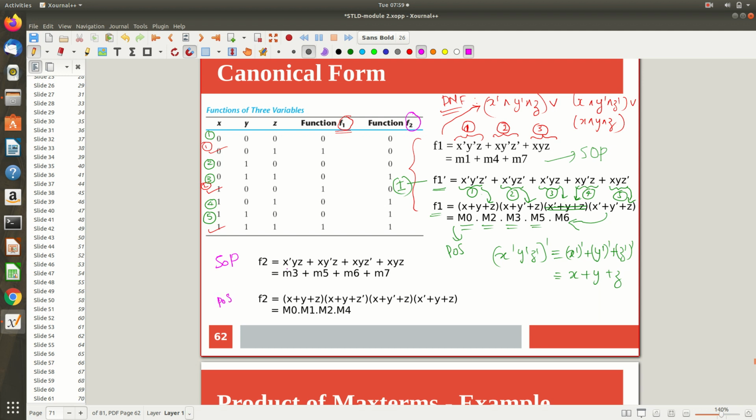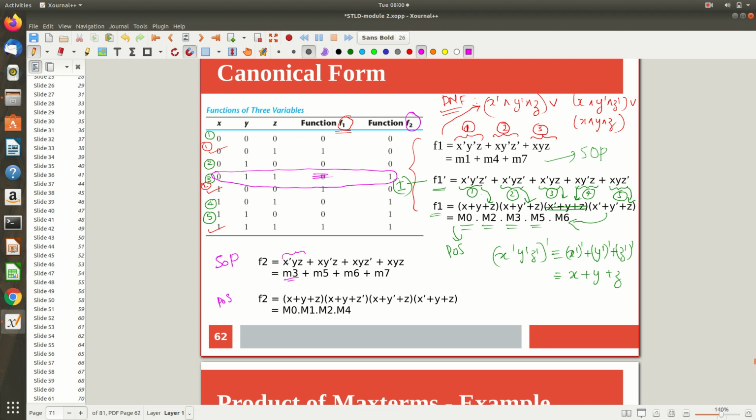What I am doing is, just look at F2 and look at the entries where F2 is giving me a 1. See, this is the first entry where F2 is giving me a 1. I am just focusing on F2, right? Don't look at F1. This is F2 you have to focus on, and correspondingly what is your X, Y, Z. You can see that it corresponds to the min term X dash Y, Z, and it is nothing but M3.